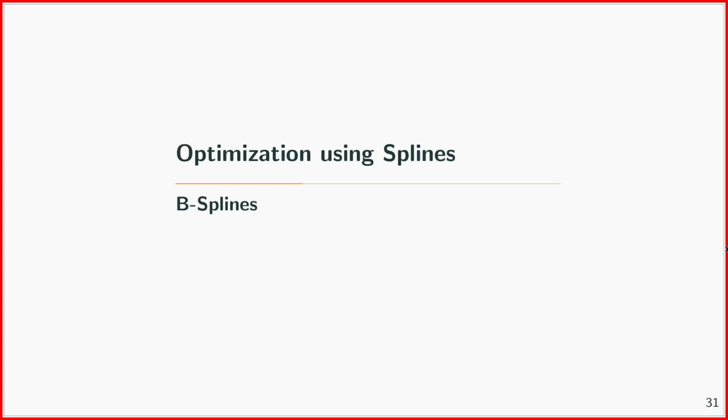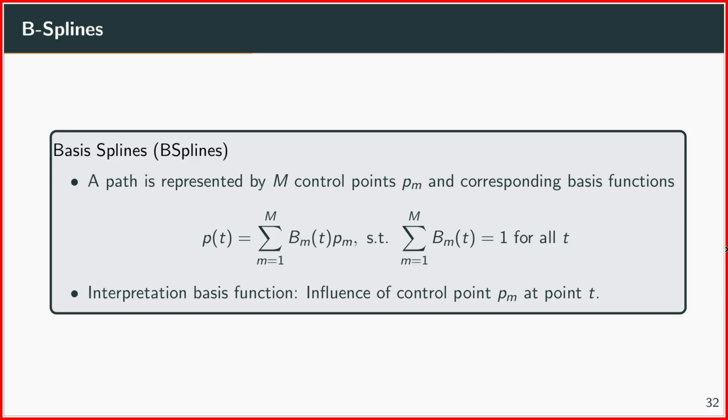Okay, so let me first start with B-splines, just a quick introduction here. So a basis spline or B-spline is basically a polynomial function where you sum up different control points times a basis function. So usually what we do is that we take a path and we represent it by m control points, which we call Pm. And for each control point we have also a basis function. And the rules here are that the basis functions for each t along the path have to actually sum up to 1.